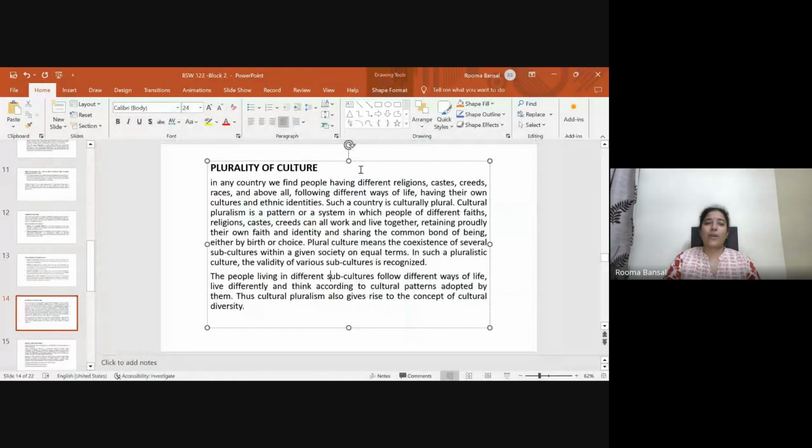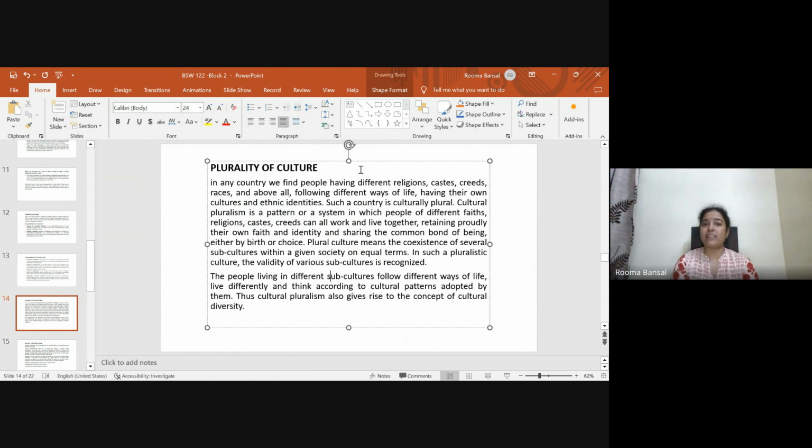Okay, now our next point is plurality of culture. In any country, we find people having different religions, castes, creeds, races, and above all, following different ways of life, having their own cultures and ethnic identities. Such a country is culturally plural.